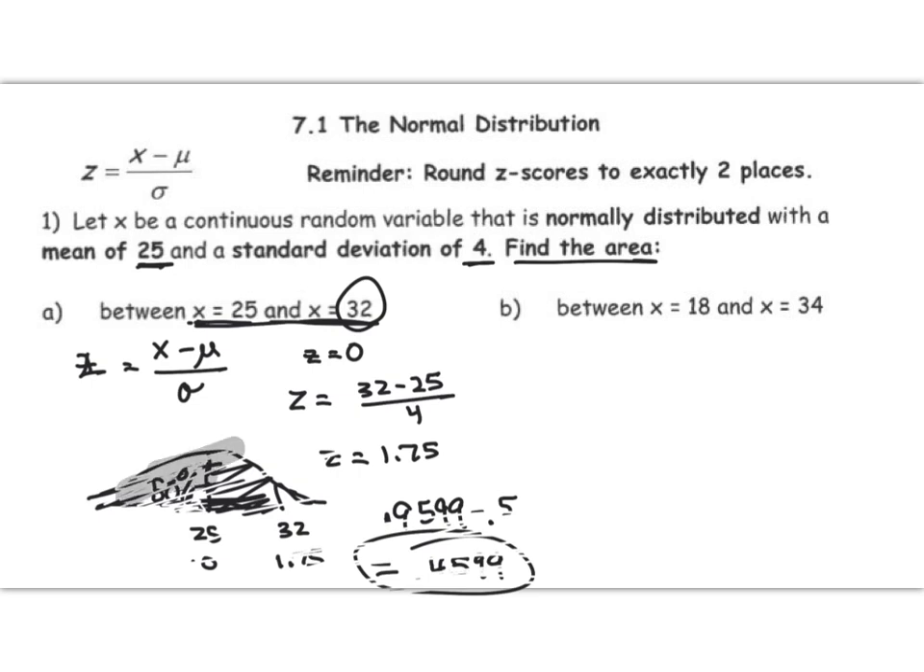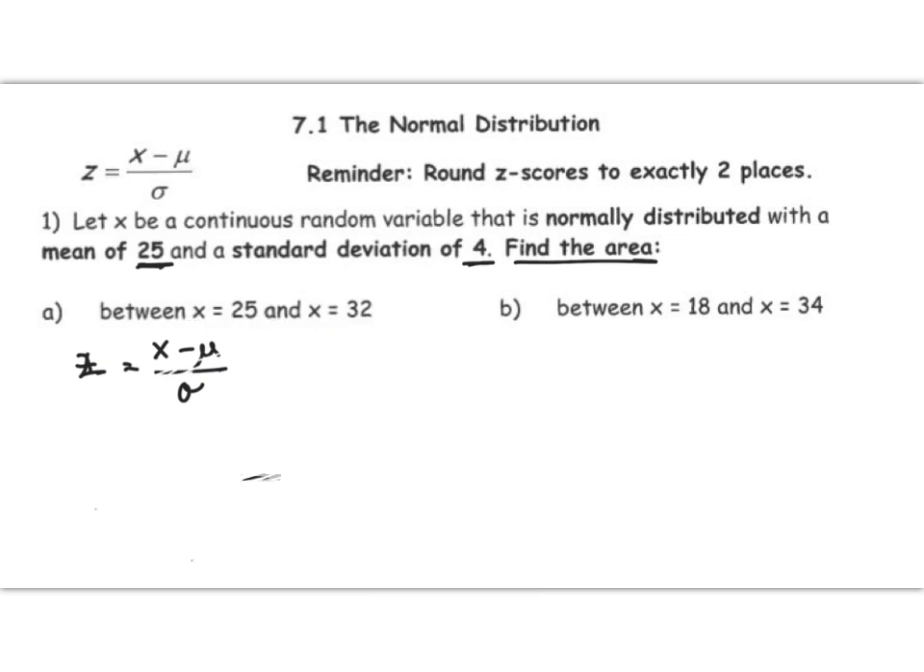Okay, this time I want to find the area between the scores or values of 18 and 34. So first thing I'm going to do is draw a normal curve over here out of the way. 18 is below the mean somewhere, and 34 is above the mean somewhere. So I'm looking for this area between the two.